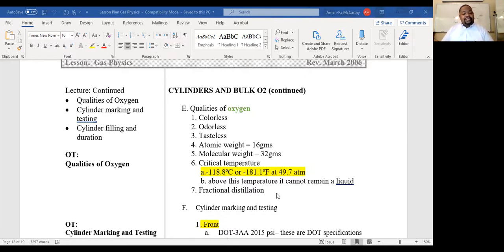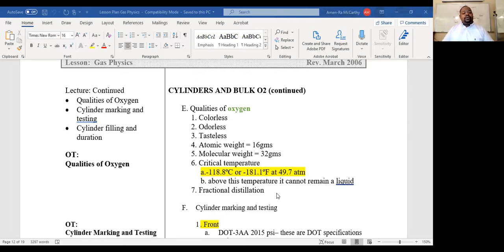The atomic weight is 16 grams. But if they ask you, what is the molecular weight of oxygen? Then it is 32 grams, okay? Atomic weight is 16, molecular weight is 32 grams. Oxygen also has what's called a critical temperature. And this is when we are talking about its natural state, which is a liquid. Oxygen in its natural state is a liquid, but because of temperatures, it rises above this critical temperature and turns into a gas. Okay.